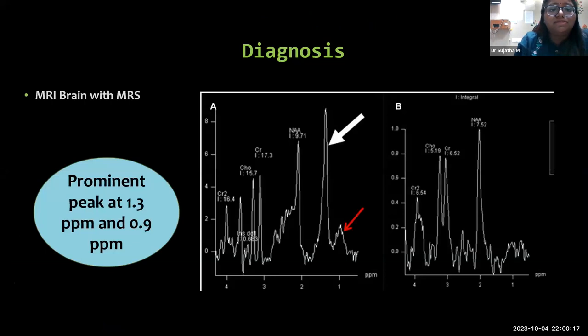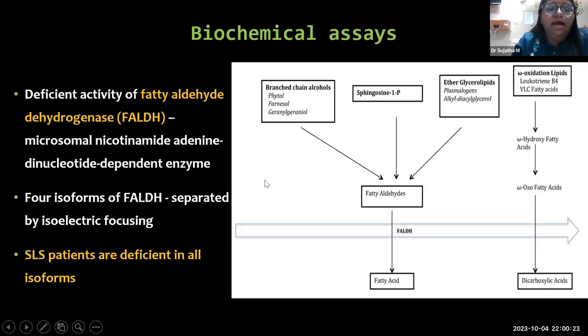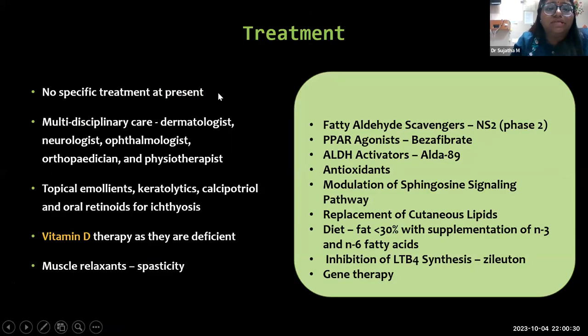So a diagnosis is made with an MRI brain and an MRS. MRS shows a prominent peak at 1.3 and 0.9. And biochemical assays show a deficient activity of fatty aldehyde dehydrogenase. So treatment, no specific treatment at present, multidisciplinary clinic care is advised.